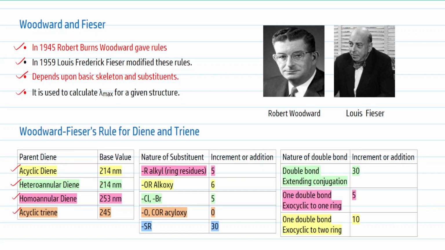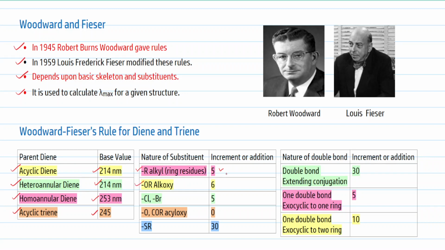Acyclic dienes and heteroannular diene have a base value of 214 nanometer, whereas homoannular diene has a base value of 253 nanometer, and triene 245. Then comes the nature of the substituent present in the organic compound. If an alkyl group is present in the case of acyclic diene, it has a value of 5 nanometer. We have to add this 5 nanometer to the base value. These are the increments or additions of the wavelength. In the case of cyclic diene, these alkyl groups are considered as ring residues.